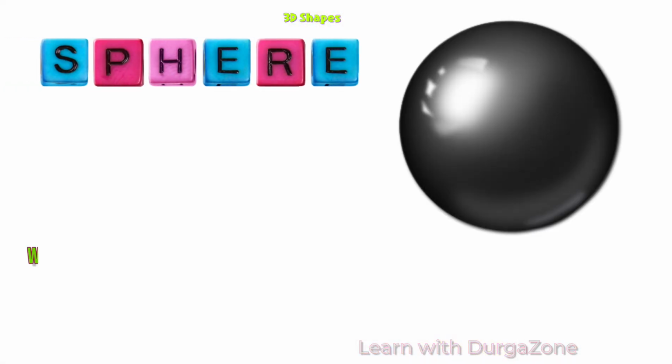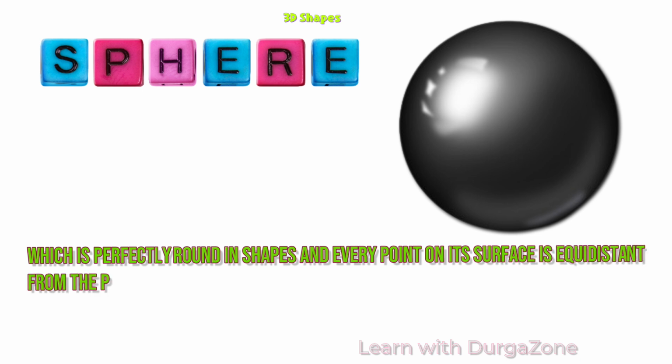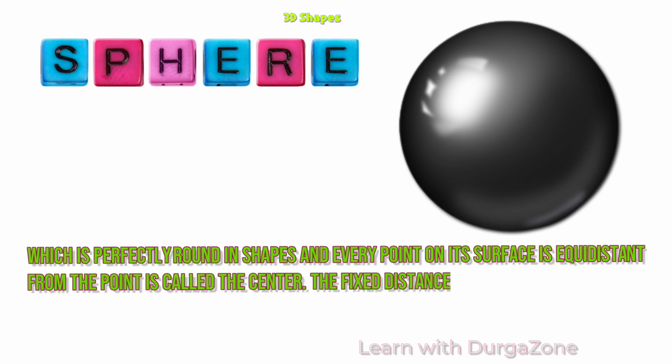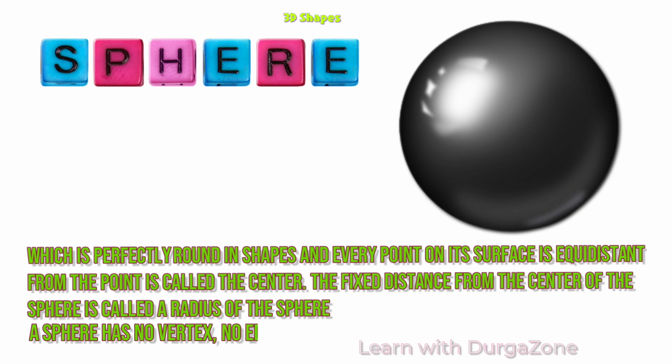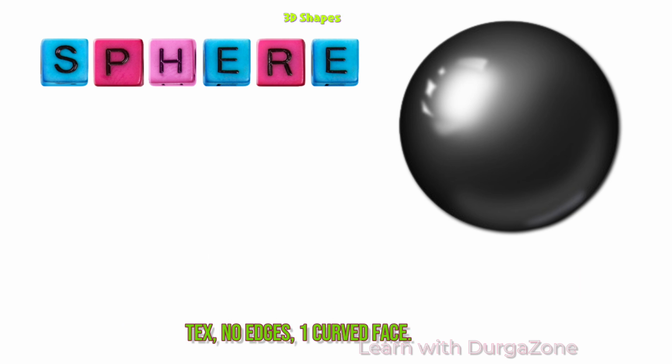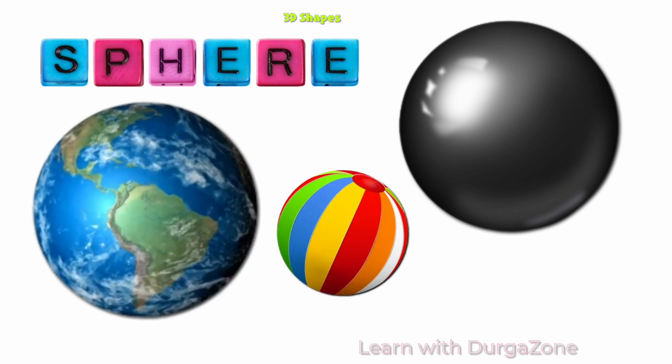Sphere. This is a sphere, which is perfectly round in shape, and every point on its surface is equidistant from the point called the center. The fixed distance from the center of the sphere is called the radius of the sphere. A sphere has no vertices, no edges, and one curved face. For example, the ball is sphere shape and the earth is also a sphere.